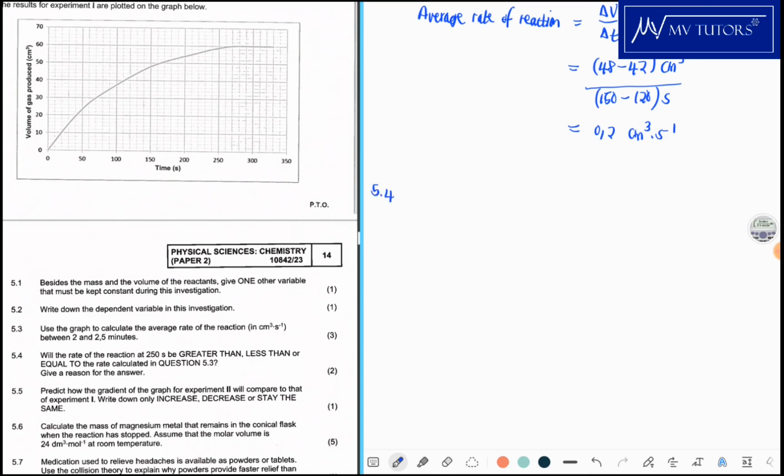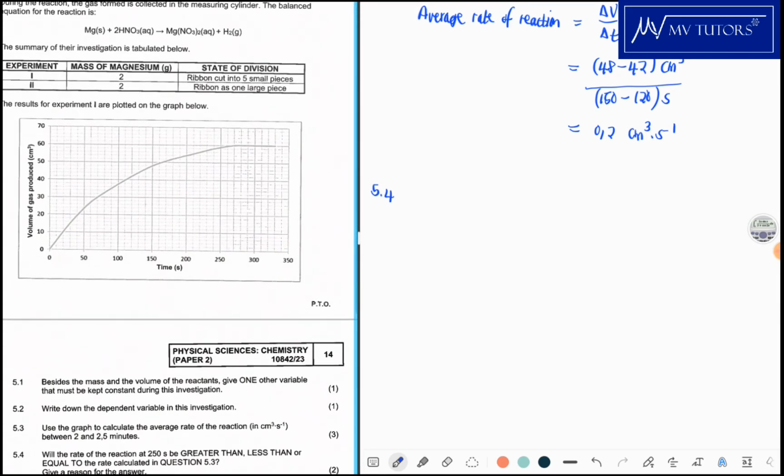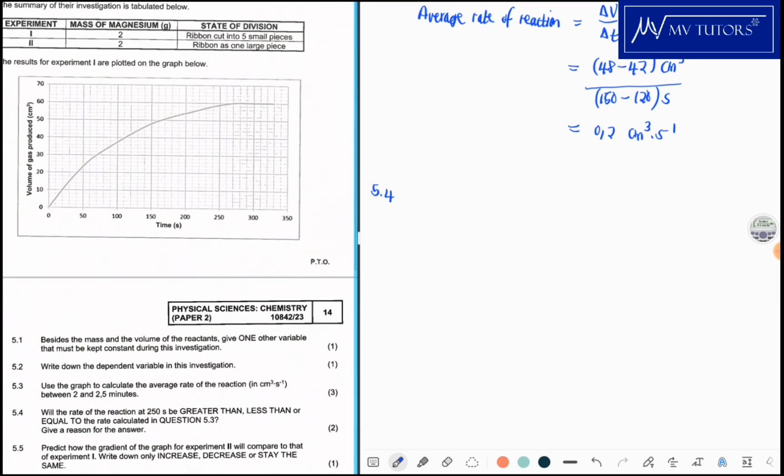Now 5.4. It says, will the rate of the reaction at 250 seconds be greater than, less than, or equal to the rate calculated in 5.3? If we look at the rate calculated in 5.3, between 120 and 150 seconds, the slope there is quite steep. If you have a look at 250 seconds, it's starting to flatten out a bit. So the rate at 250 seconds will be less than the rate calculated in question 5.3.